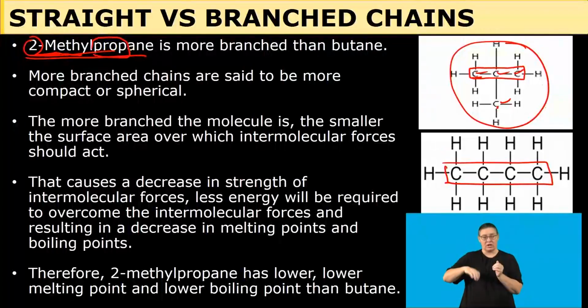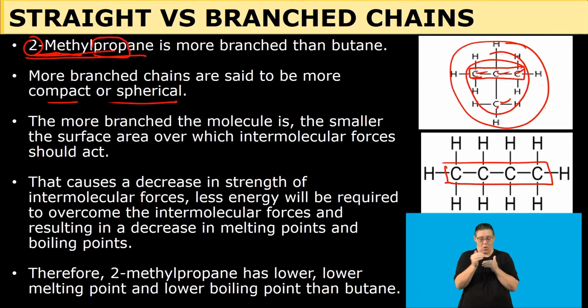So how do we then compare them here? We are saying more branched chains are said to be more compact or more spherical. They are compact because all the carbon atoms are closer to each other. As we can see, all these carbon atoms are closer to each other as compared to if a substance only had straight chains. The carbon atoms are going to be spaced apart the more we add carbon atoms, either going to the left or going to the right. But if a substance becomes more branched, it becomes more spherical or more compact.